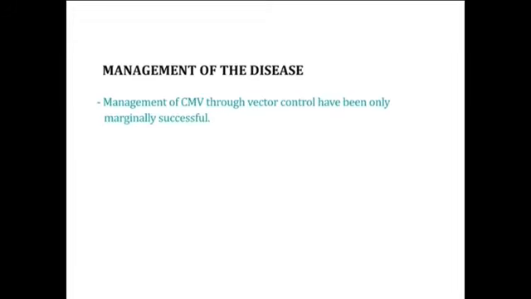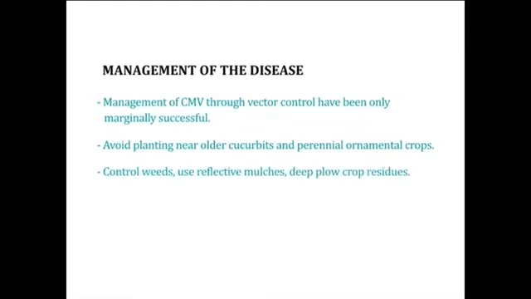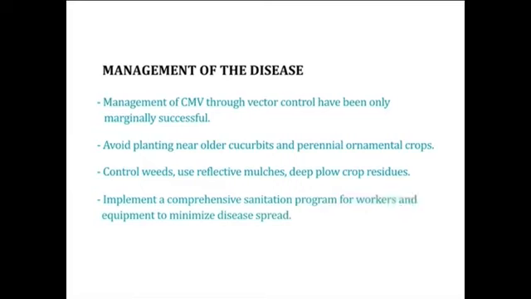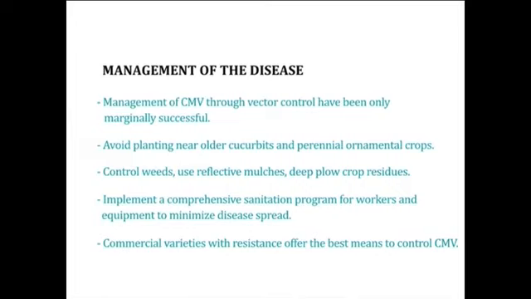Next is the management of the disease. Management of CMV through vector control has been only marginally successful. Avoid planting near older cucurbits and perennial ornamental crops. Control weeds, use reflective mulches, deep plow crop residues. Implement a comprehensive sanitation program for workers and equipment to minimize disease spread. Commercial varieties with resistance offer the best means to control CMV.